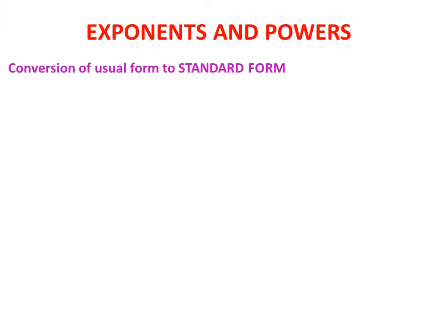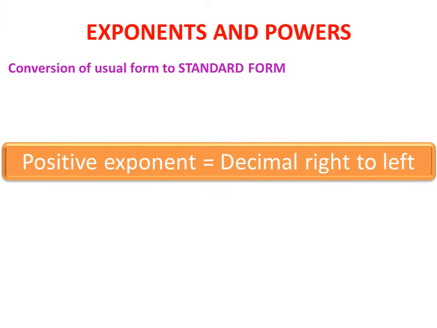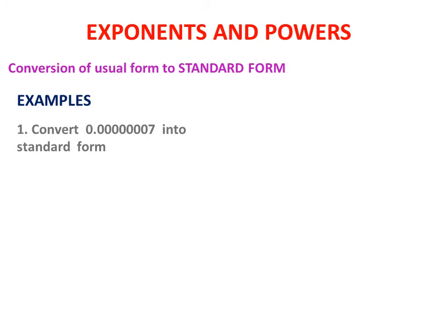Let's do the conversion of usual form to standard form, children. Remember, whenever in the given decimal number you shift the decimal point from left to right to make it as a standard form, then your standard form will have a negative exponent. In the same way, in the given decimal number, if you move from right to left, then you will have a positive exponent. Let's see an example.